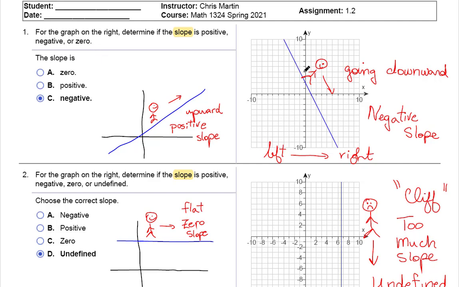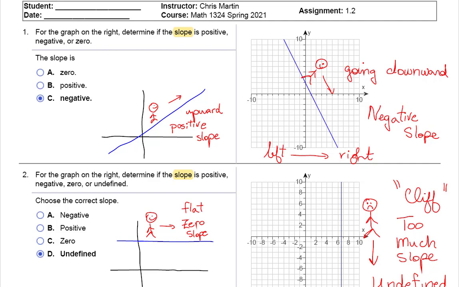Well, if you look at this line and imagine yourself walking on the line, going from left to right, then if you're walking downward, that would be a negative slope. The steeper it is going down, the more negative it would be. In the opposite case, if you were walking upward going left to right, then that's a positive slope. More positive would mean it would be steeper going upward.